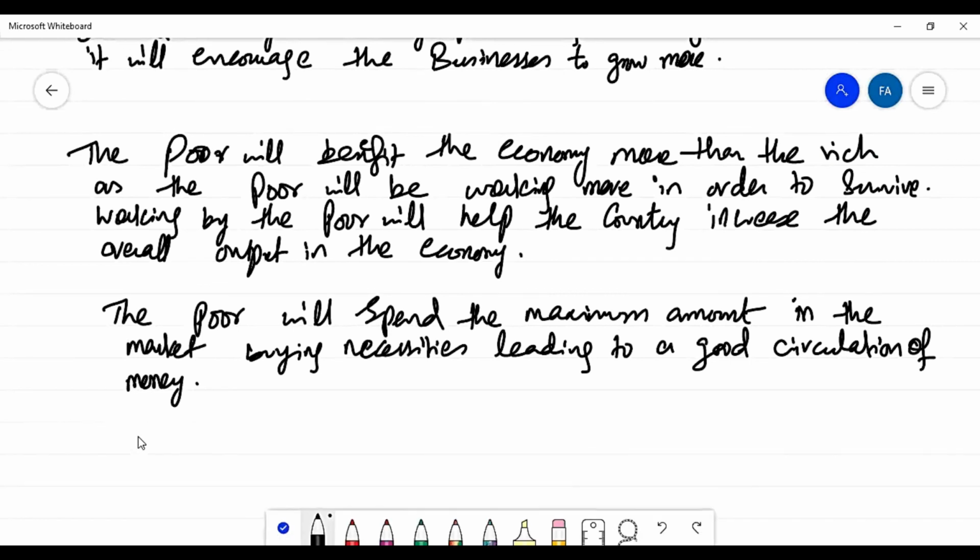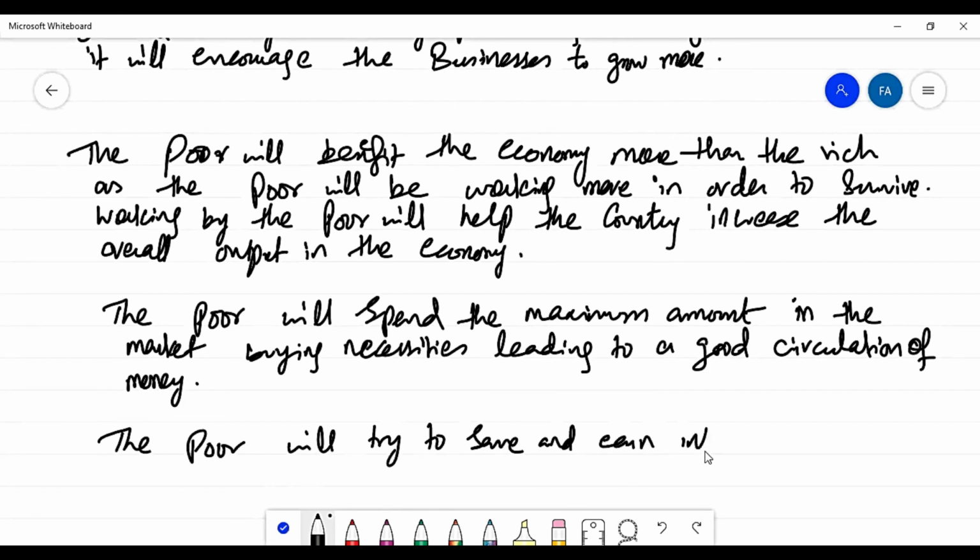Okay, and the last thing will be, the poor will try to save and earn interest, which will help the banks.